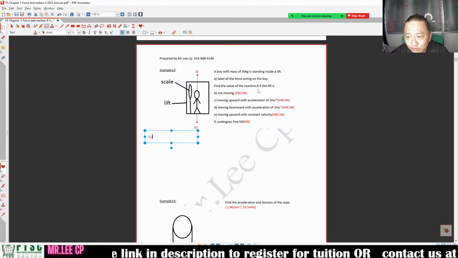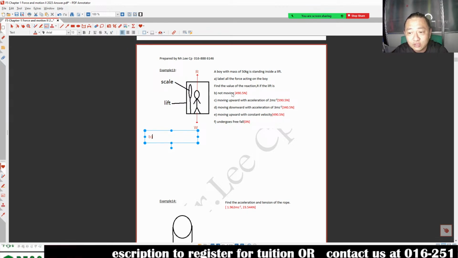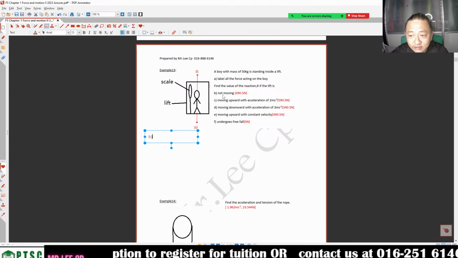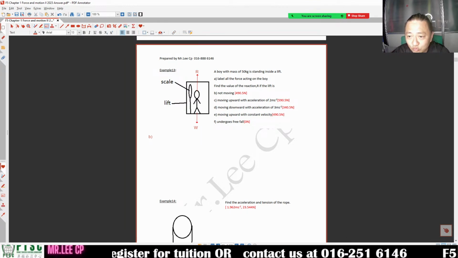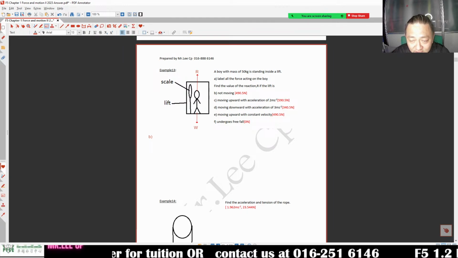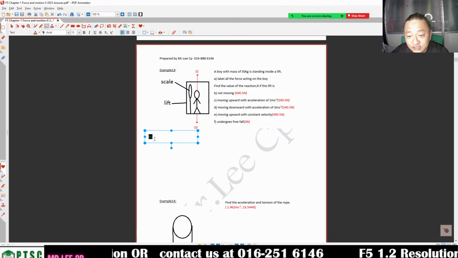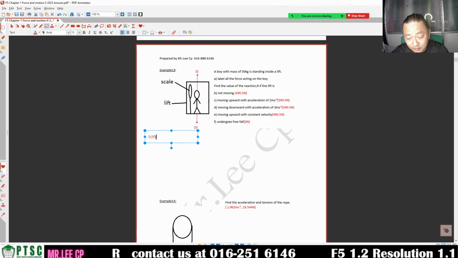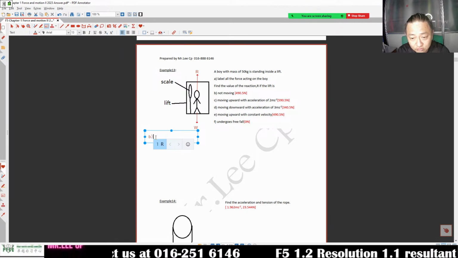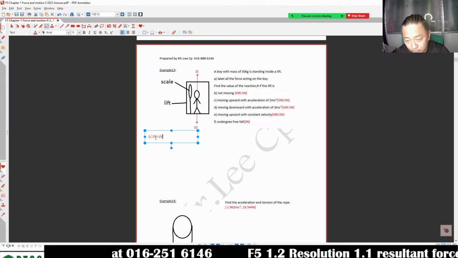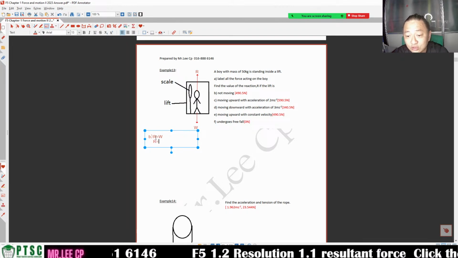Find the value of the reaction. This reaction will change depending on the lift. If the lift is not moving, not going up, not going down, it is in equilibrium. When it is in equilibrium, R is equal to W. R is equal to W, whereas weight is equal to mg.